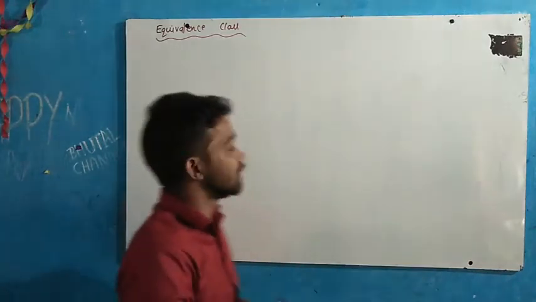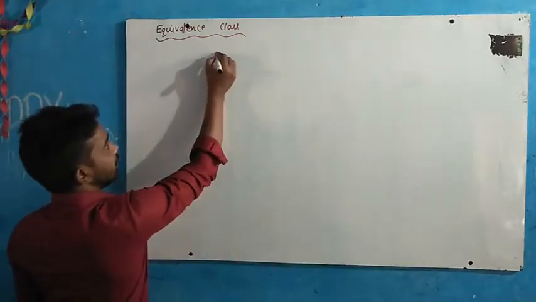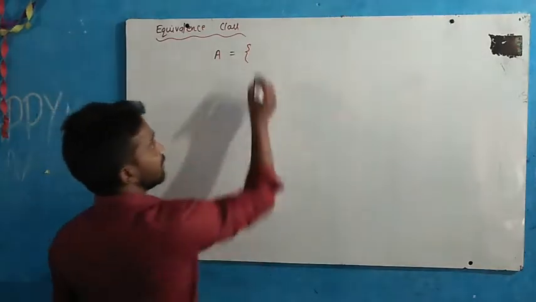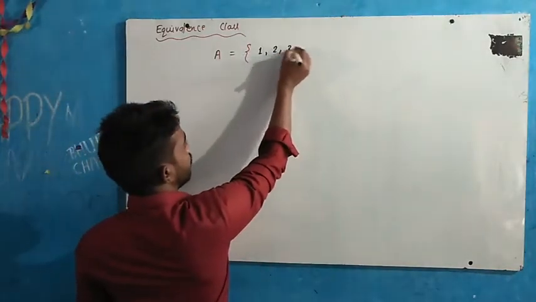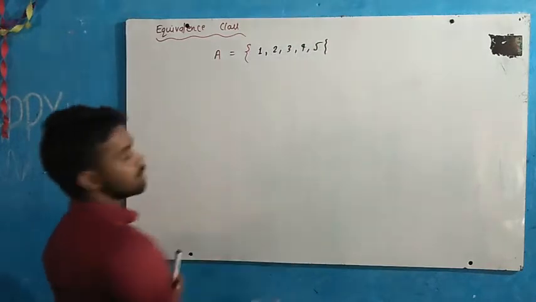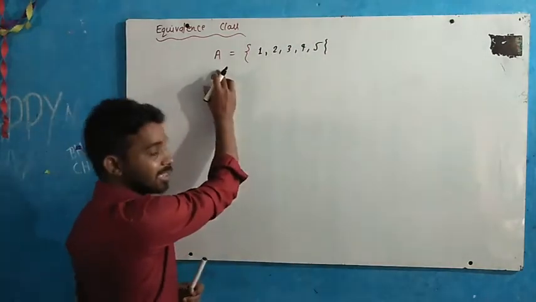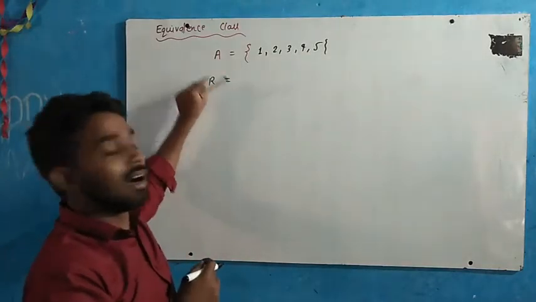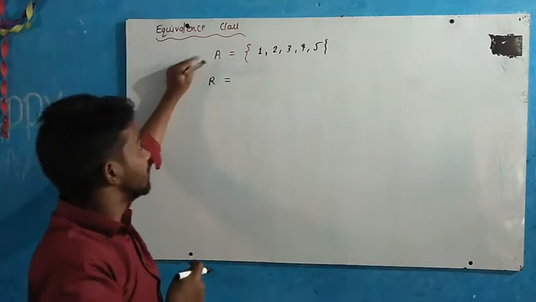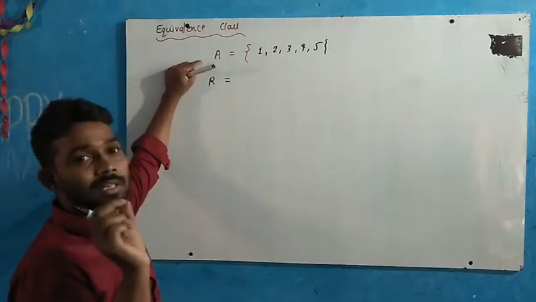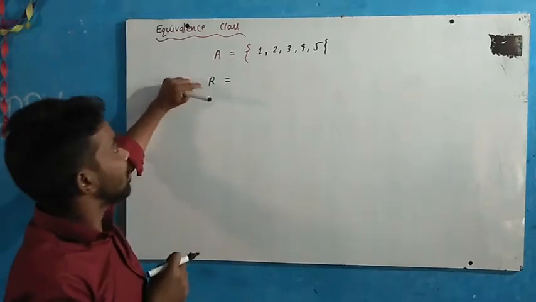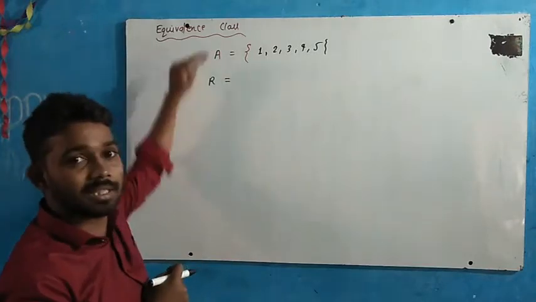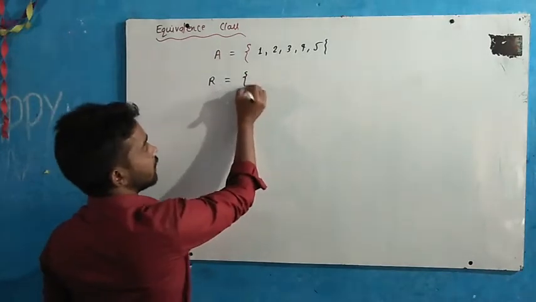Let's see the example. Suppose a capital set A is given. In the set capital A, some elements are given: 1, 2, 3, 4, 5. And suppose a relation with respect to this set A is given. It means we can say this is relation R on set A, and also this relation R is an equivalence relation. Clear? One equivalence relation R on set A is given in roster form like this.